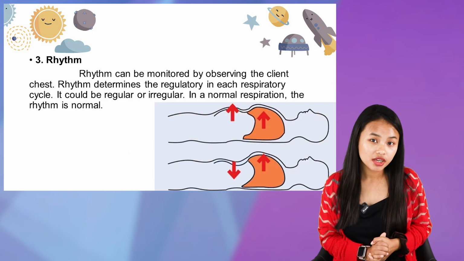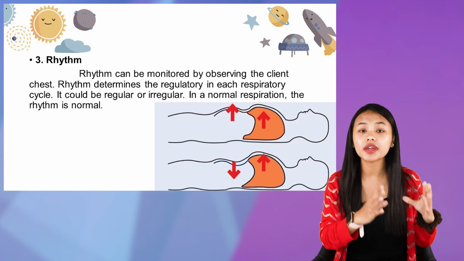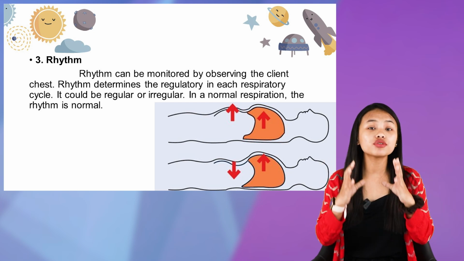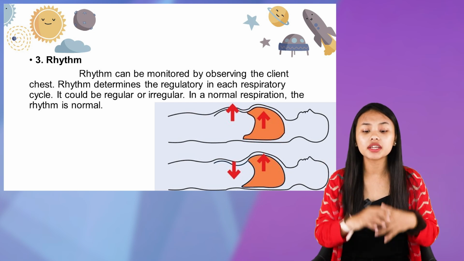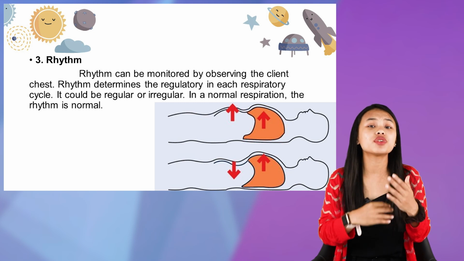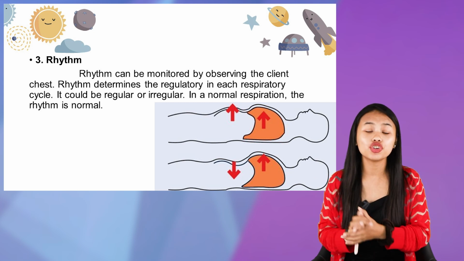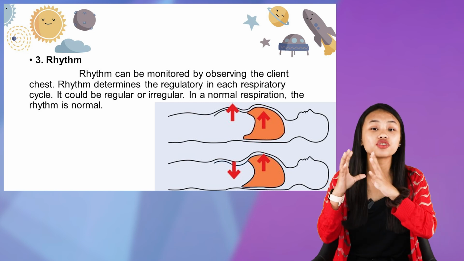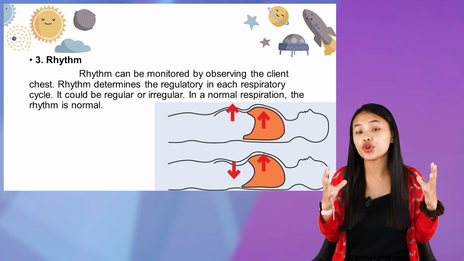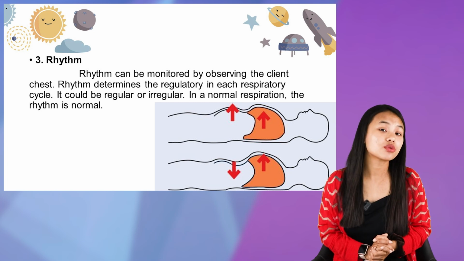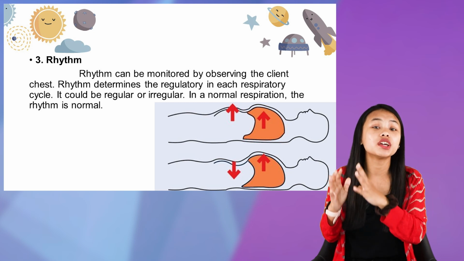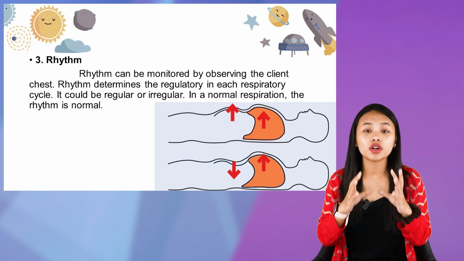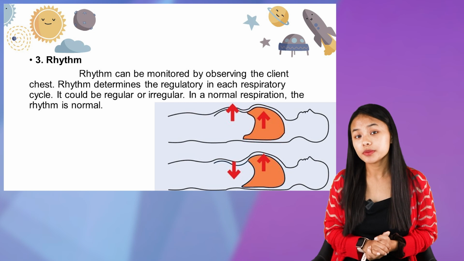And then the next one here is the rhythm. The rhythm can be monitored by observing the client's chest. It is also the rhythm that determines the regularity of each respiratory cycle. While assessing, you may find that it could be regular and sometimes irregular. And in a normal respiration, the rhythm will always be normal. When will you find the rhythm regular? You will find it regular when there is a normal breathing rhythm.